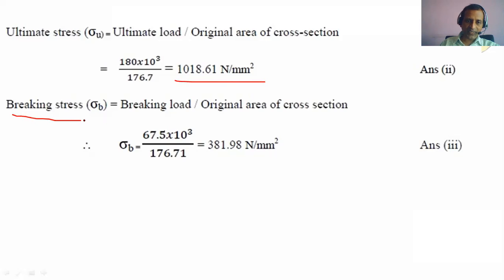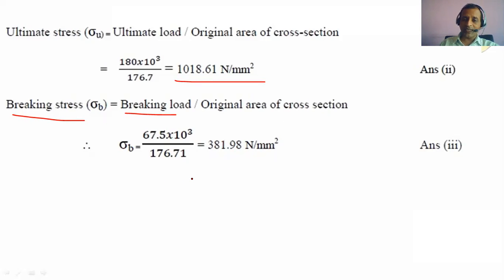Then the breaking stress. For breaking stress, take the breaking load divided by the original area of cross-section. So it is sigma b, where b represents breaking and sigma represents stress. Breaking stress is equal to 67.5 into 10 to the power of 3 divided by 176.71. Solve this using a calculator and you will get 381.98 Newton per mm square. This is the answer for breaking stress.